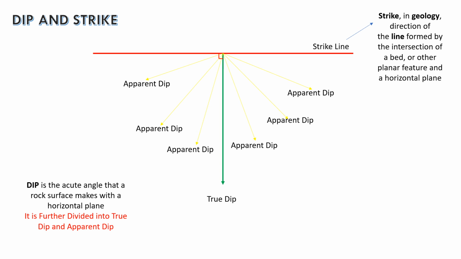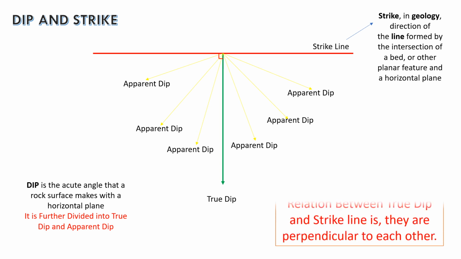Understanding this concept of true dip and apparent dip is very essential in order to understand the dip and strike problems. Now the third most important part, you need to understand the relation between true dip and a strike line. The relation between true dip and a strike line is they are perpendicular to each other. This is the most important part to understand to solve the dip and strike problems.